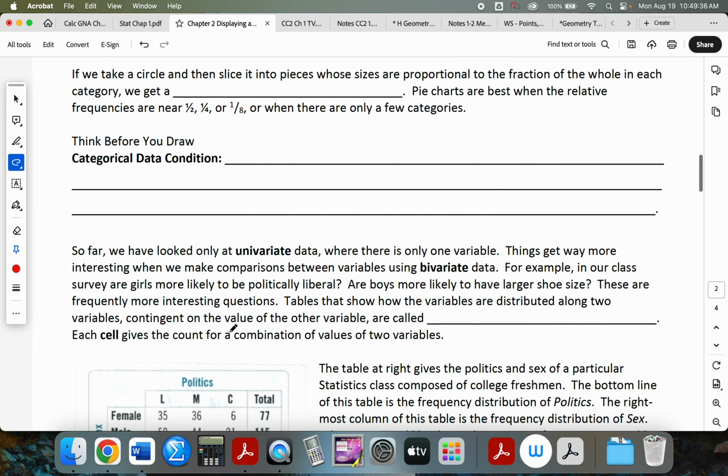Page 2. So if we take a circle and slice it up into pieces whose sizes are proportional to the fraction of the whole in each category, we get a pie chart.